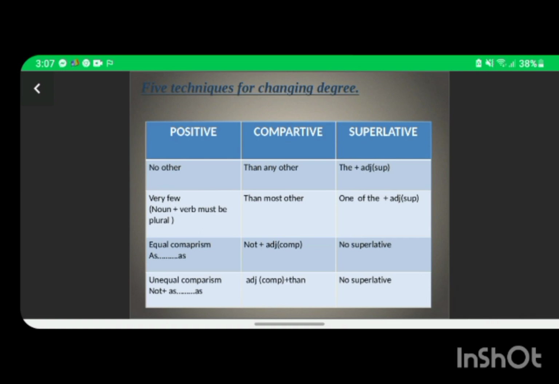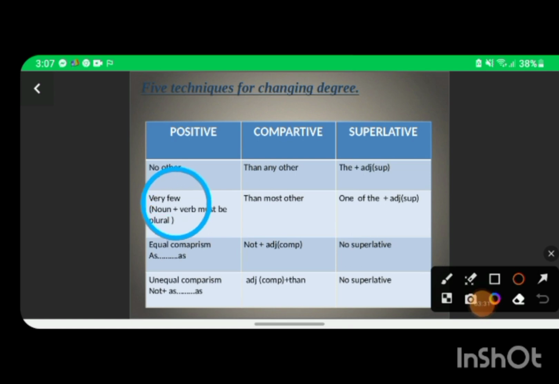If you see "very few," you will change it with "than most other." During superlative, you will use "one of the" plus adjective superlative degree. You must retain in mind that with "very few," the noun and verb must be plural.